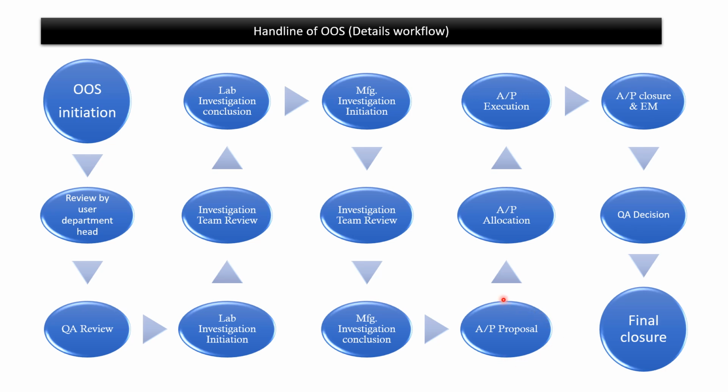And then the action plan shall be allocated to the respective user. After the allocation, the action plan shall be executed, right? After execution, the action plan can be closed, CAPA can be decided and initiated, and the effectiveness monitoring of that CAPA is also initiated, right? And further, the QA cell mentions the details of the summary and conclusion, and finally the QA cell does the final closure.